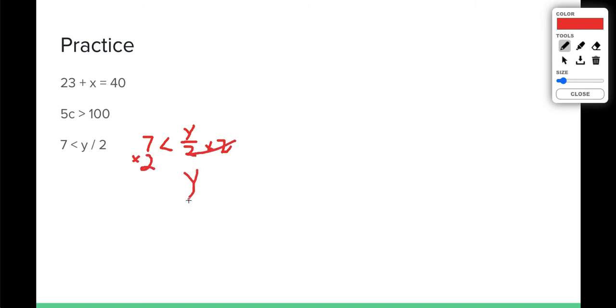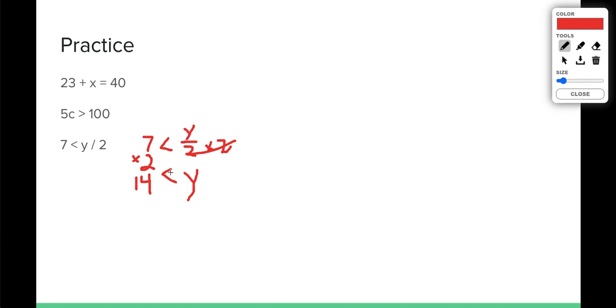That leaves me with y. We have the greater than sign facing the y because it's the open part of the sign. And then 7 times 2 is 14. So we could say this as 14 is less than y, or if I read it the other way, y is greater than 14. So I could plug in anything that's larger than 14 and this should stay true.